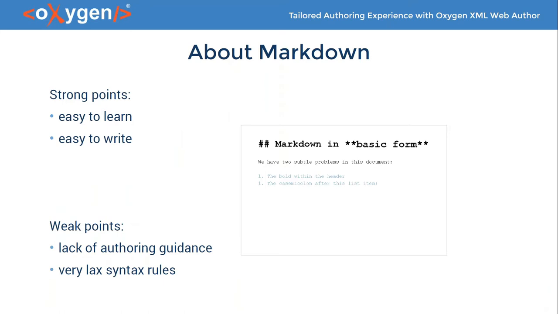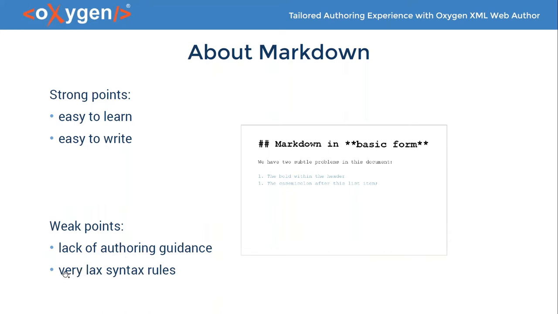Now, let's talk about Markdown. I think everyone knows or has seen how a Markdown document looks like. It has a simple syntax where you can mark a title with simple characters before it, where list items are marked like this. Well, it has strong points: it's easy to learn and easy to write, but it also has weak points. It lacks authoring guidance. For example, here I forgot to cut the trailing semicolon at the end of the list item. This character shouldn't be here. And as an author, I don't have feedback from the editor that I entered something wrong.